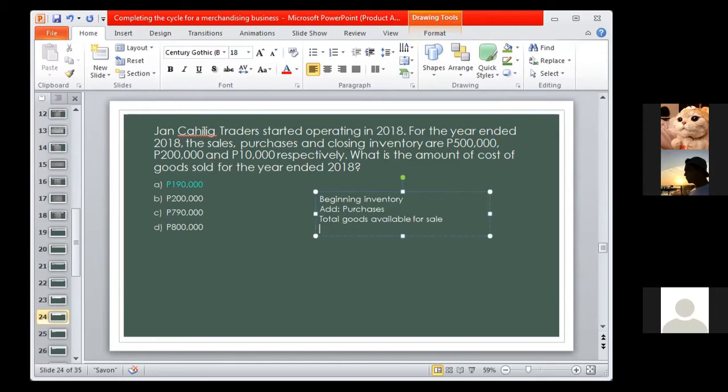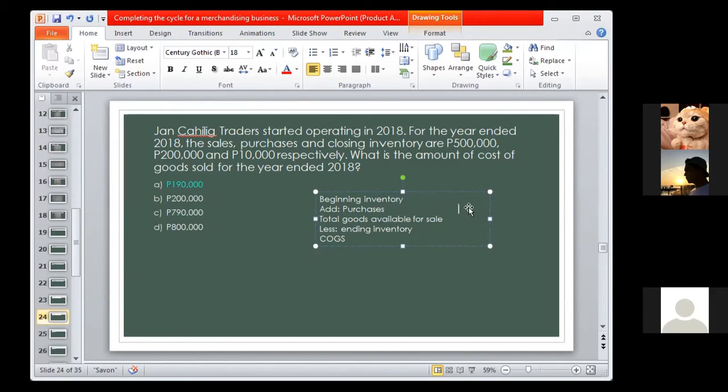And then, ililess natin yung ending. So, anong sagot mo? Di ba letter A din? 190. Ito yung cost. Kaya sabihin natin COGS diyan. Tingnan natin kung meron. Meron ba tayong beginning inventory? Wala namang given.